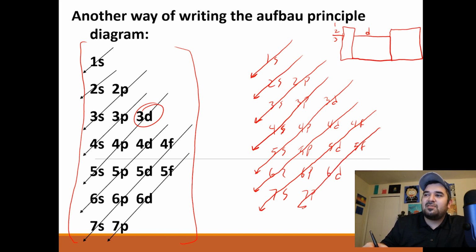Very good idea to take a picture of this now that I've cleared the page for you. And if you're ever looking for it, just look up Aufbau's chart. You'll find it in Google Images.